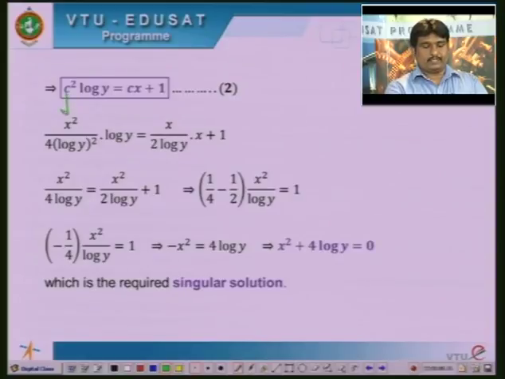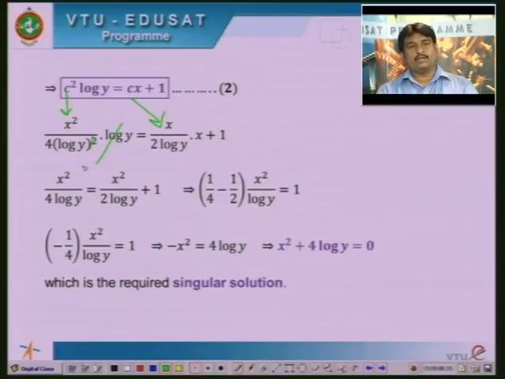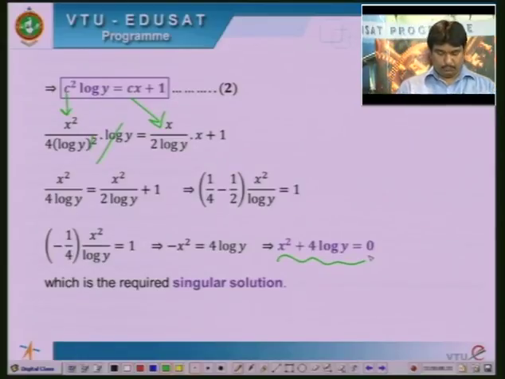So if you replace c by x by 2 log y, we get x square divided by 4 into log y the whole square into log y equals the c value x by 2 log y into x plus 1. So it is x square divided by 4 log y equals x square divided by 2 log y plus 1. After simplification, we get x square plus 4 log y equals 0 as the singular solution of the given differential equation. Now method 2.